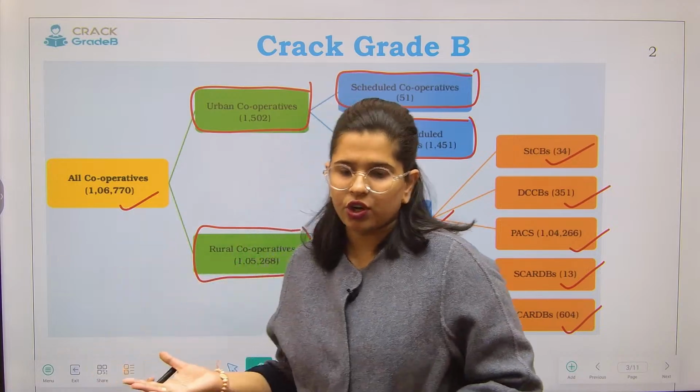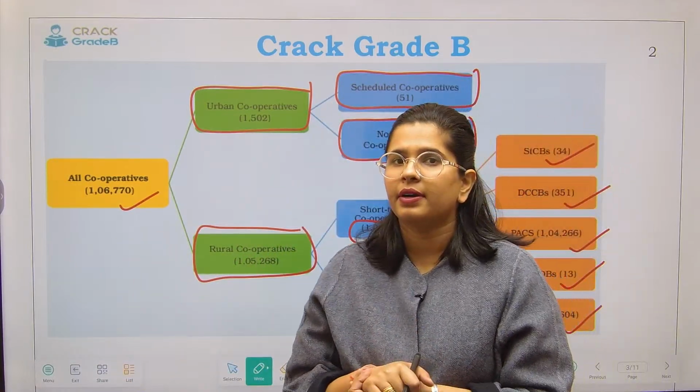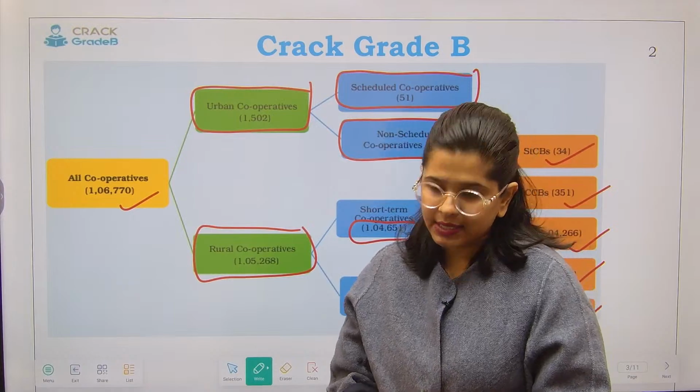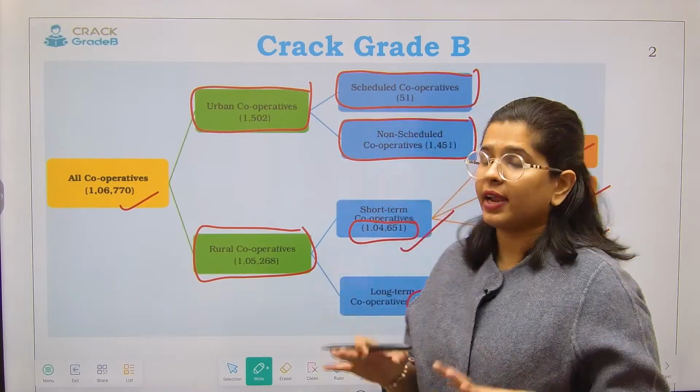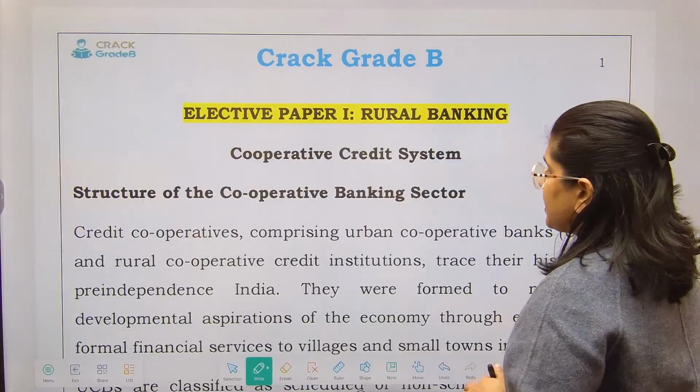Now this is the structure of cooperatives that we have seen in a bird's-eye view. Now we are going to see the status. ठीक है? Status क्या है right now cooperatives का? So let us start reading.